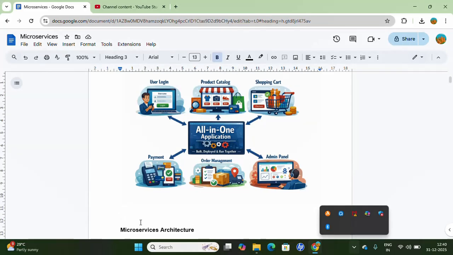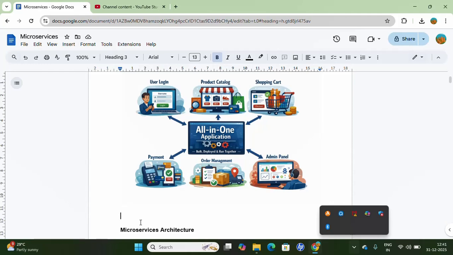In the previous video, we discussed the monolithic architecture. In this video, we are going to cover the microservice architecture. What are the advantages and disadvantages if you are developing any application by following the microservice architecture? First, we'll recap the monolithic architecture.